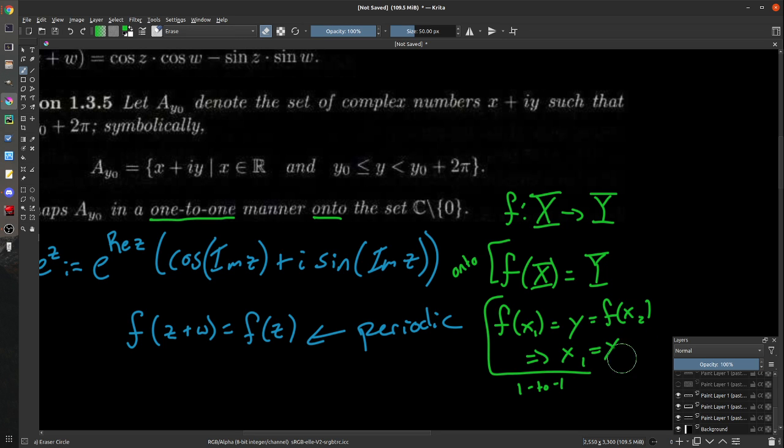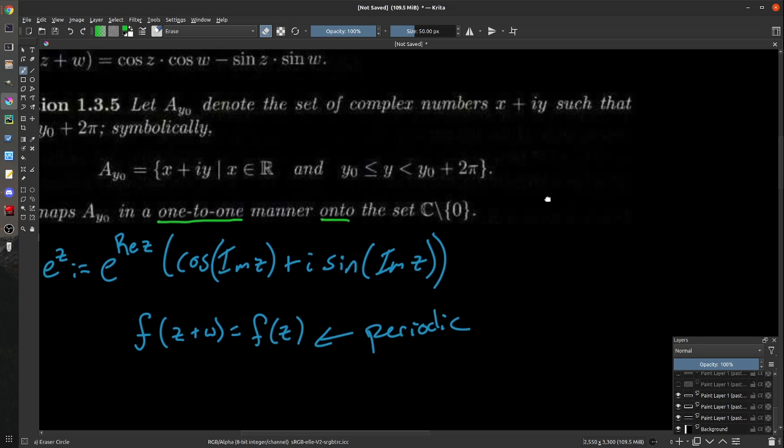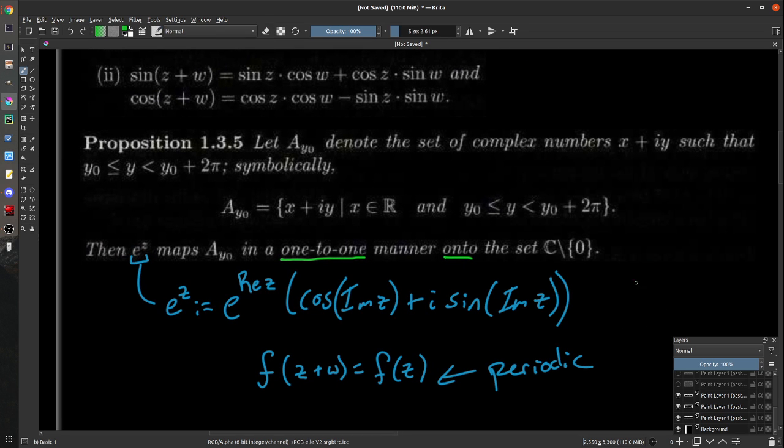All right, so I'm going to erase that really quick, save ourselves a little bit of space. But just a really quick diversion, so this last part doesn't mean nothing if you've forgotten that. So this set, the complex numbers x plus iy, where x is any real number, any real part, and y is between y naught and 2 pi above that, e to z maps these strips in a one-to-one manner onto the set of complex numbers other than 0.